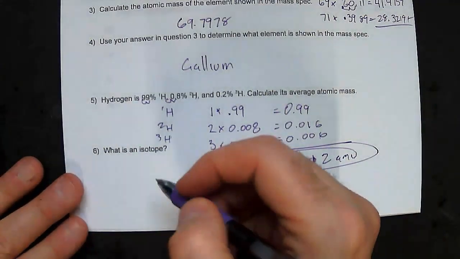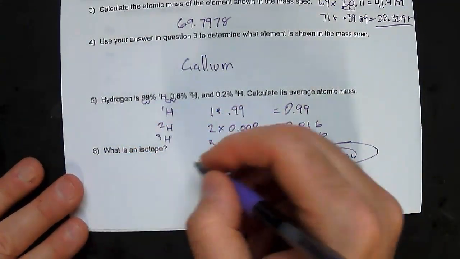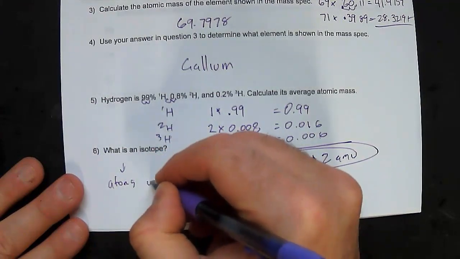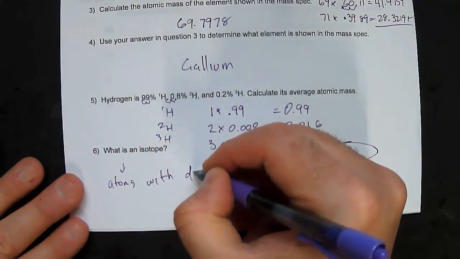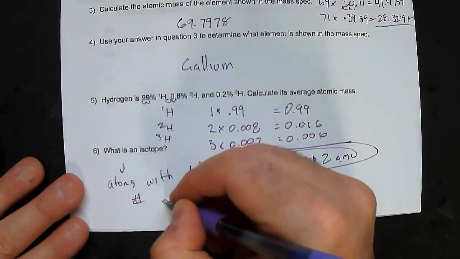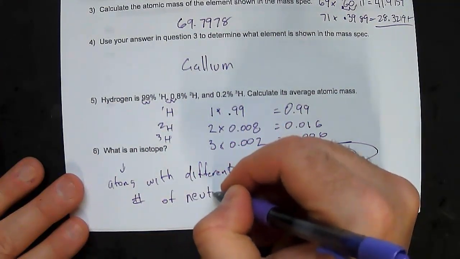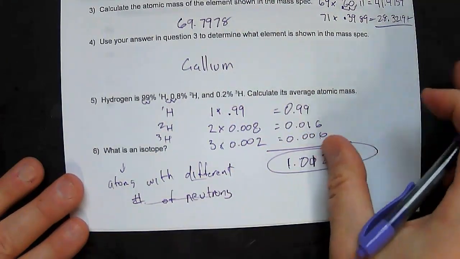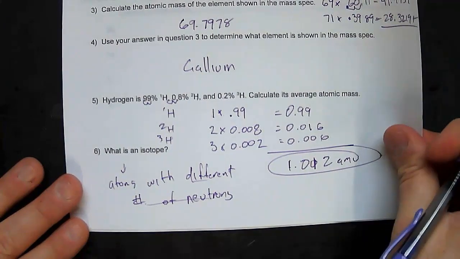And then it says, what is an isotope? So this is an atom with a different number of neutrons. As long as you have a different number of neutrons, that's the key there.